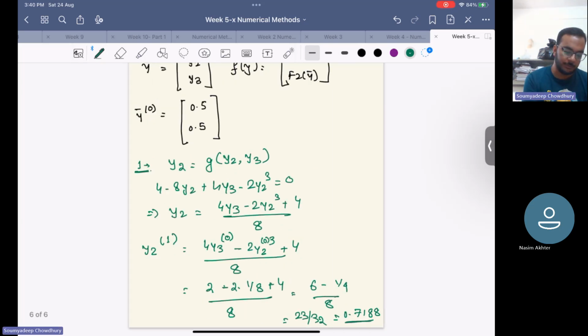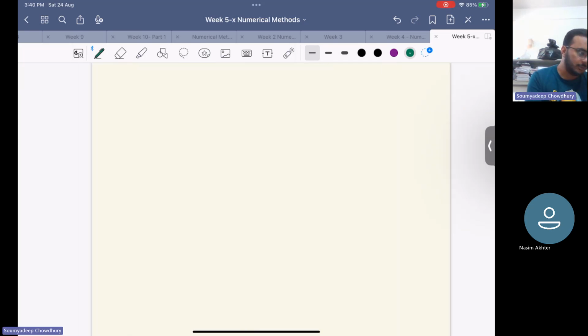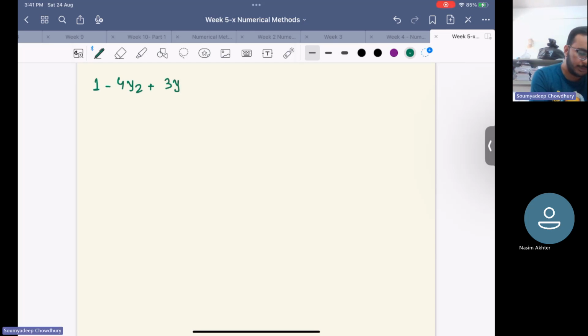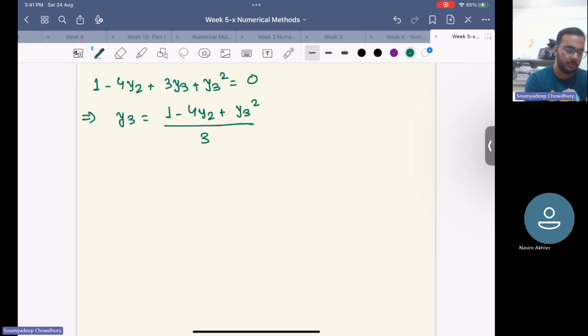So this is from the first equation, right? And from the second equation, we'll try to find out y3. The second equation is basically 1 minus 4y2 minus 3y3 plus y3 square equal to 0. So 3y3 will be equal to 1 minus 4y2 plus y3 square, so y3 will be this square divided by 3.